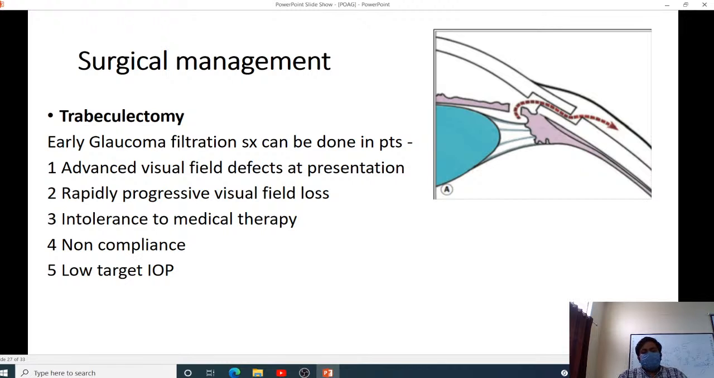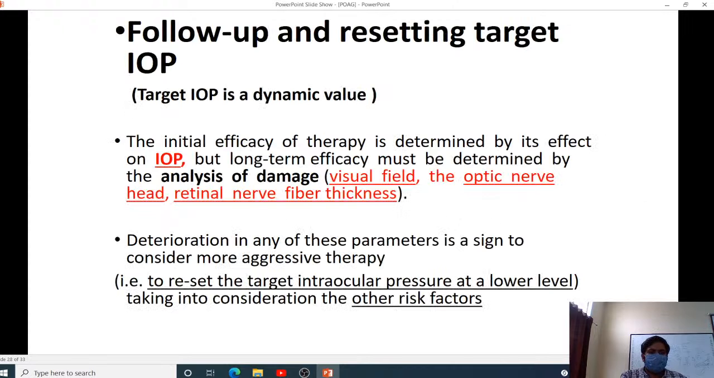Or if you follow up patients every 3 monthly and you are seeing a rapidly progressive visual field, that means your drugs are not acting, or the target IOP is very low, and a drug has some side effects, and in those cases you cannot decrease IOP beyond a point. So those cases where you want a very low target IOP, you have to do surgery. Or if the patient is non-compliant, and very important, intolerance to medical therapy. So these are all indications for surgery.